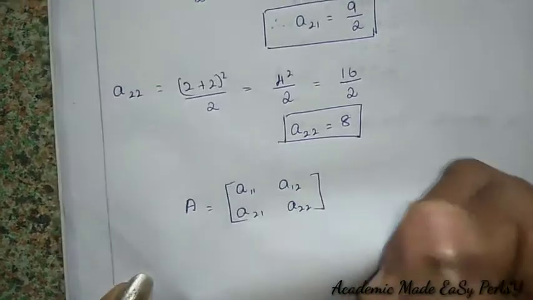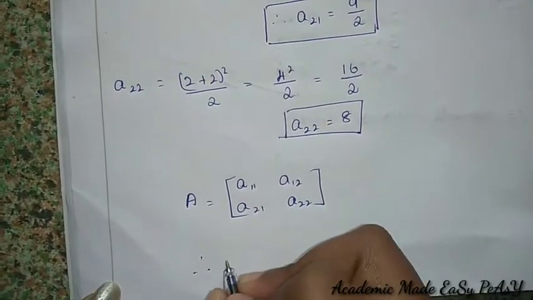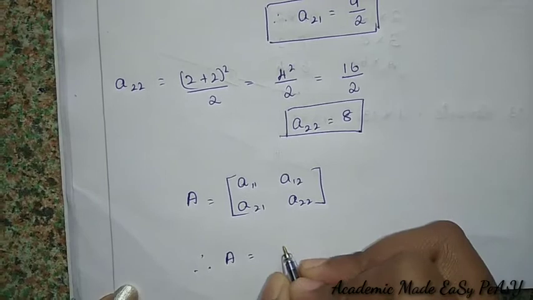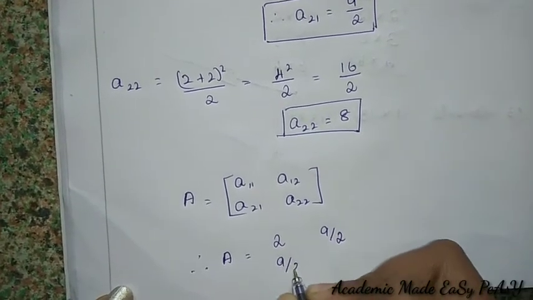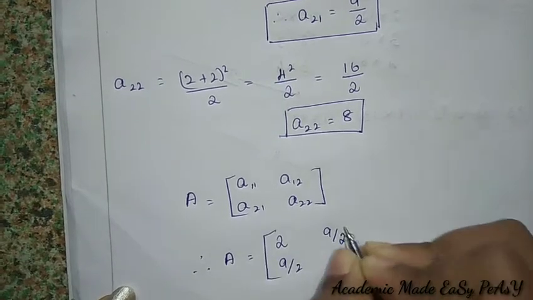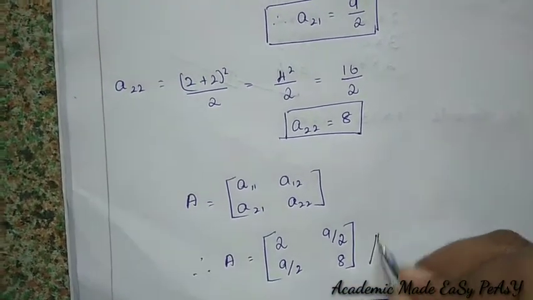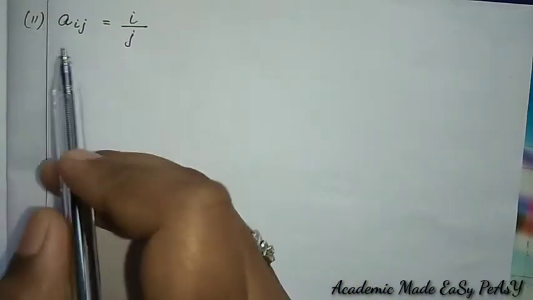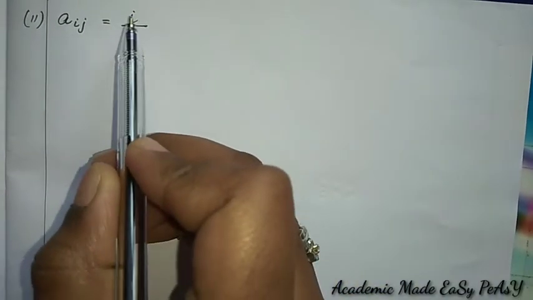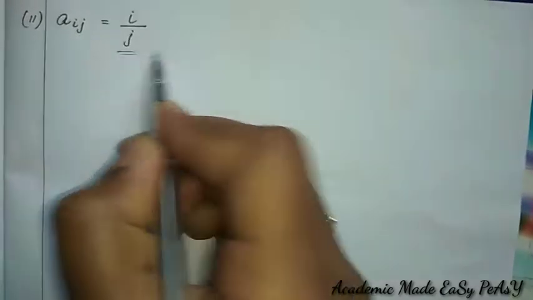So therefore A is equal to [2, 9 by 2, 9 by 2, 8]. So this is my required matrix. Second subdivision, Aij is equal to i by j. So this is the given condition.